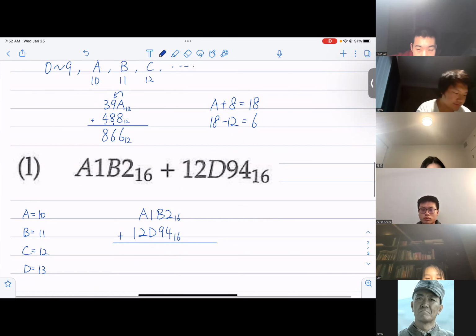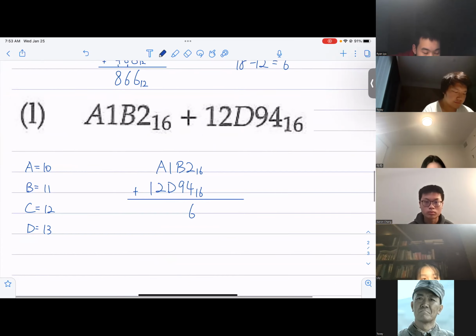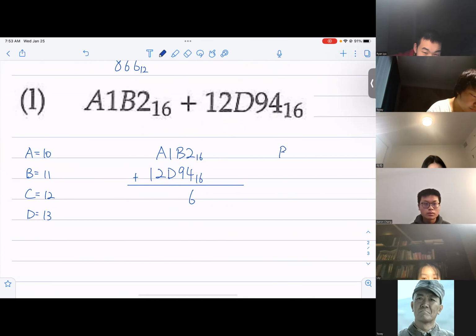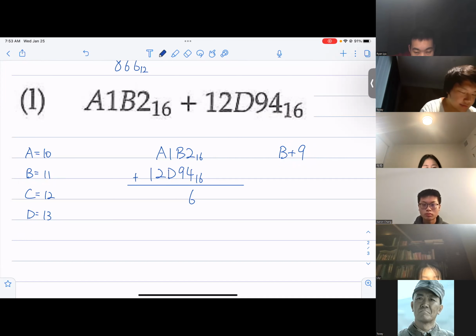Ryan, you try. But Lily, Rika, watch how to do it, all right? The unit digit is 6. Right, so unit digit 2 plus 4 is 6, very easy. And then this digit should be 4. Yes, very nice. So let's look at the second digit. It's B plus 9. B is actually 11, right? So plus 9, it should be 20. And it's in a base 16 system. So it's more than 16, you have to carry over, Lily.